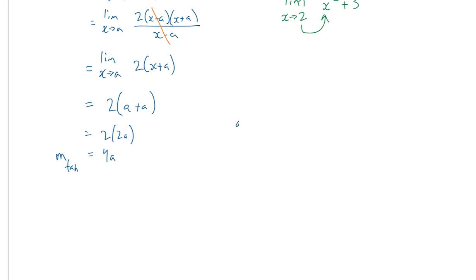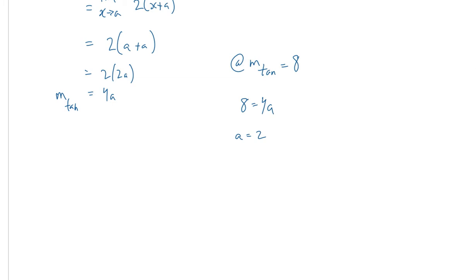So at slope of the tangent equal to 8, we get 8 is equal to 4a. Obviously divide both sides by 4, and we get a equals 2. Okay, so that's our x value, where the slope of the tangent will be equal to 8. But it asks for the point. Sometimes it might ask for the x value, it might just ask for the location. Sometimes it asks for the point. This one does ask for the point. So that means we have to do f at 2 to find the y value.